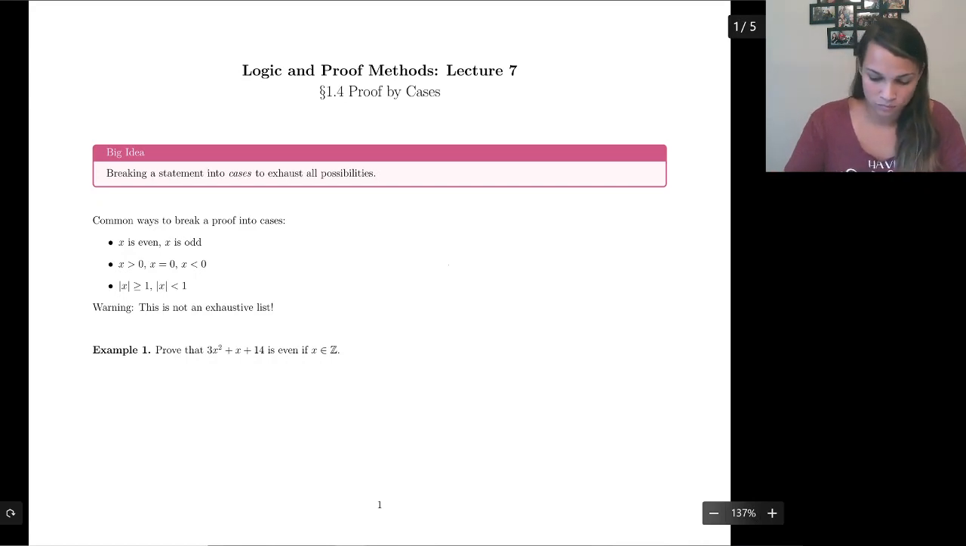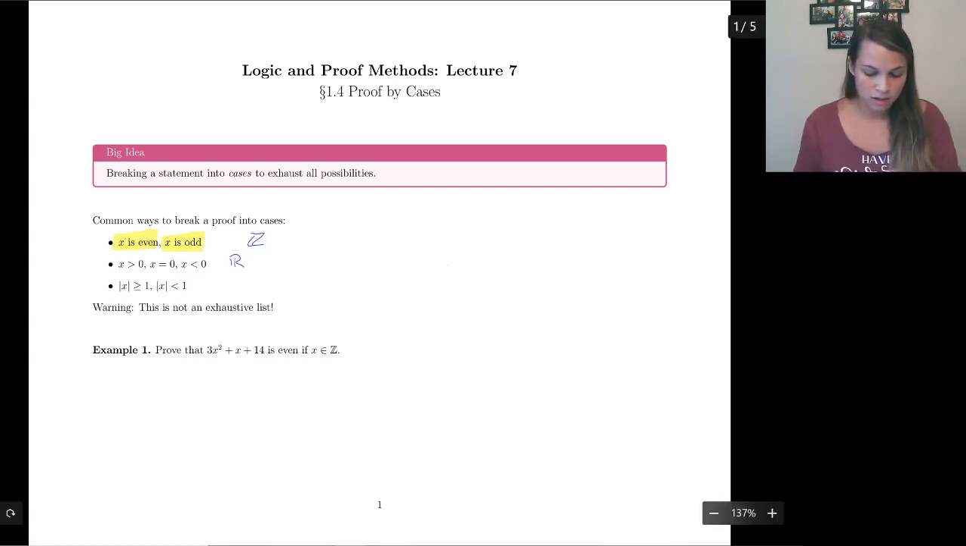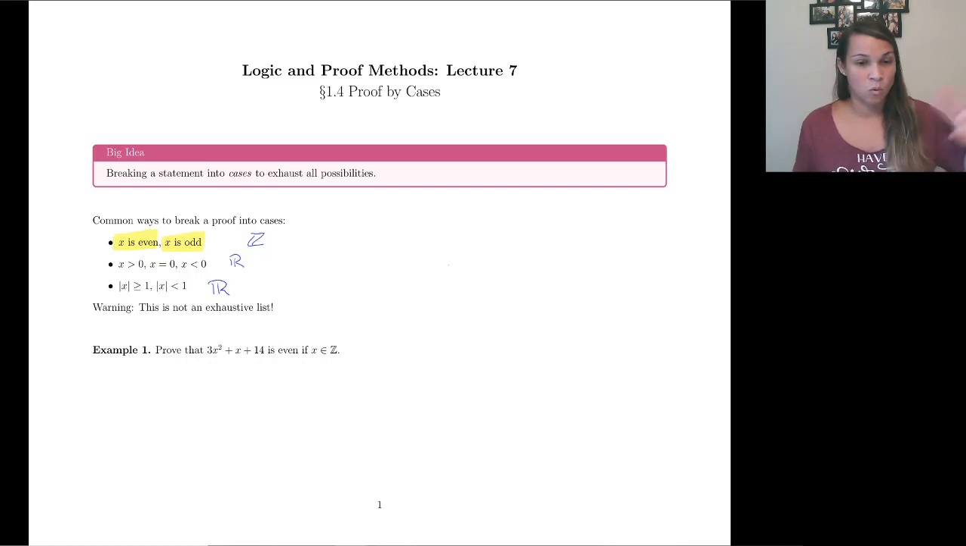Maybe if you want to talk about something happening in the integers, you would want to break it up into even and odd numbers. Another possibility is we want to talk about positive, negative, or zero. This goes very well with R. Another one is breaking it up into things that are 1 or bigger or smaller than 1. Why in the heck would we want to do that?